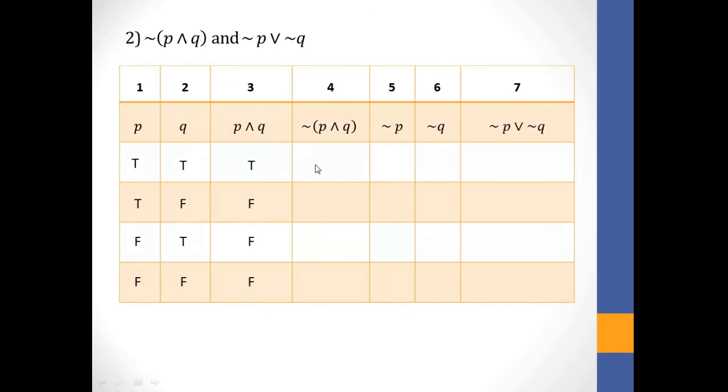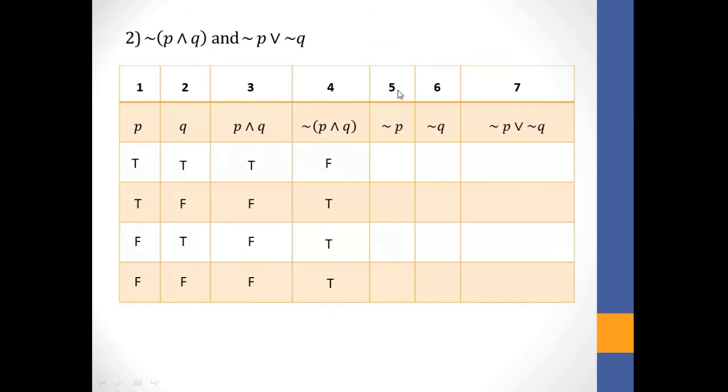Okay, now we have to take the negation of this, negation of P and Q. So write the negation, very simple. T becomes F, here F becomes T, again T, again here also T. Okay, so column number 4 is completed. So for the first statement pattern we completed all the entries.